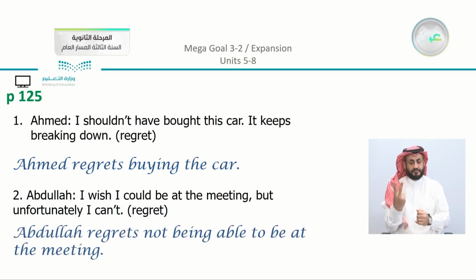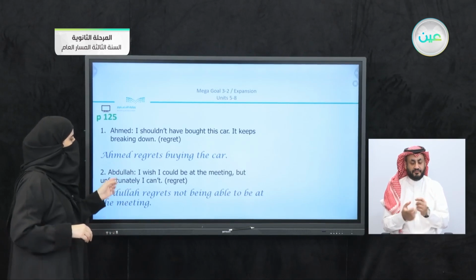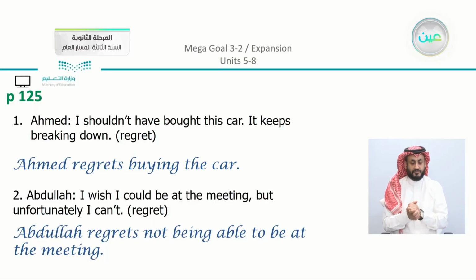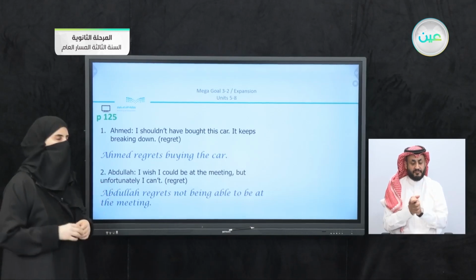In the second sentence, you can see the difference. Adela said, I wish I could be at the meeting, but unfortunately I can't. Also, there is regret. But note the difference between the two sentences. The second one, Adela regrets not being able to be at the meeting. So here you can see that we have the same verb, but we used it in different structures.